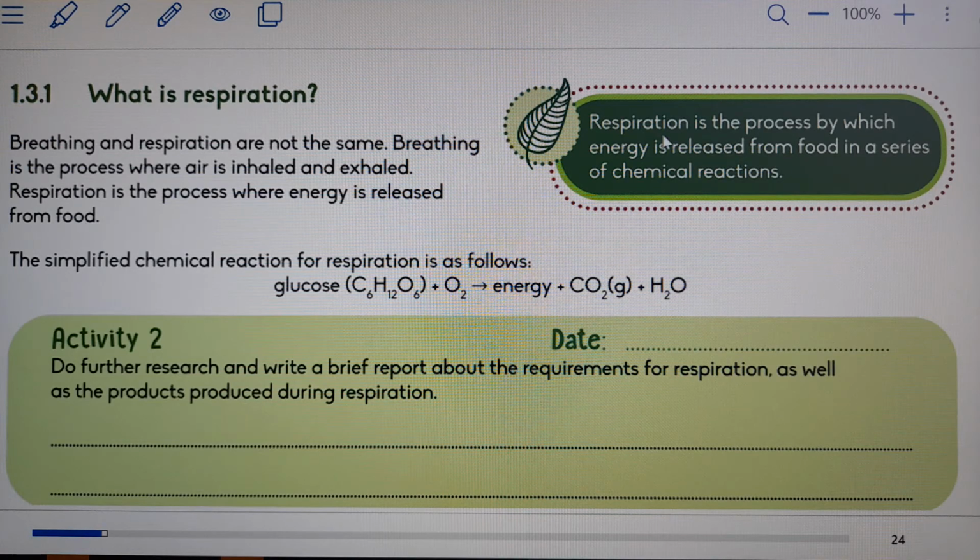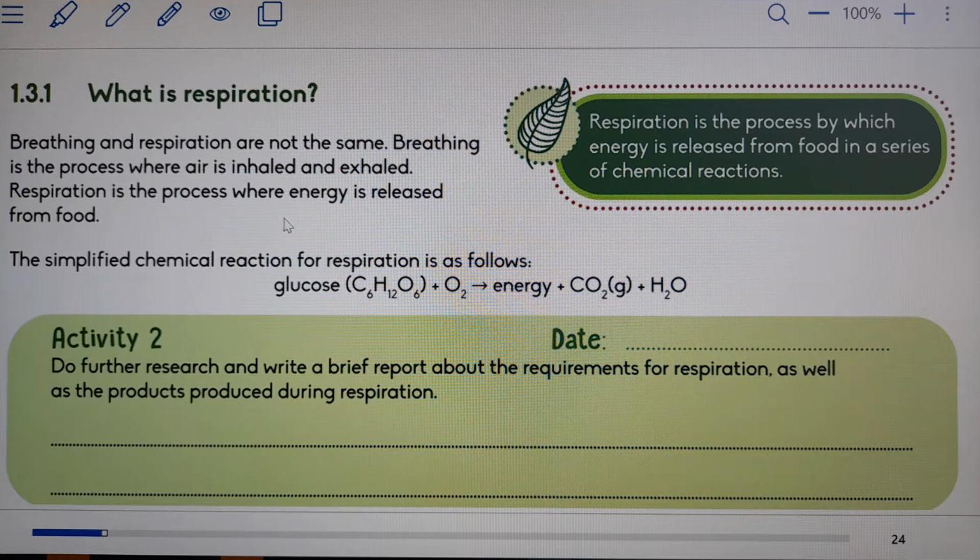Let's take a detailed definition of respiration. This is what you have to know. When I ask on the home exercises, class exercises, and test, you need to define for me: respiration is the process by which energy is released from food in a series of chemical reactions. Now they give us the simplified chemical reaction for respiration. So we have food, and from this food we need to release energy. So we have glucose, we add oxygen, and we get energy plus carbon dioxide plus H2O.